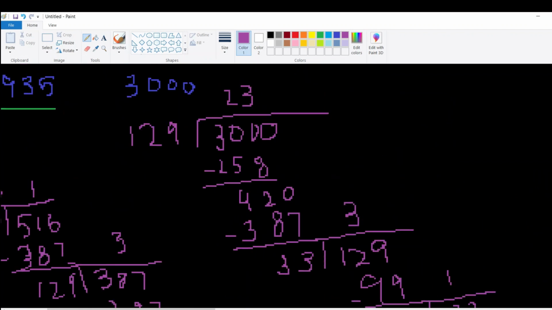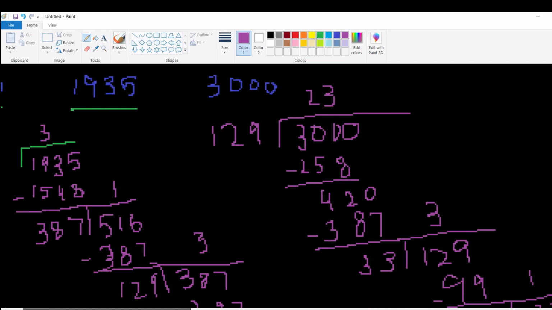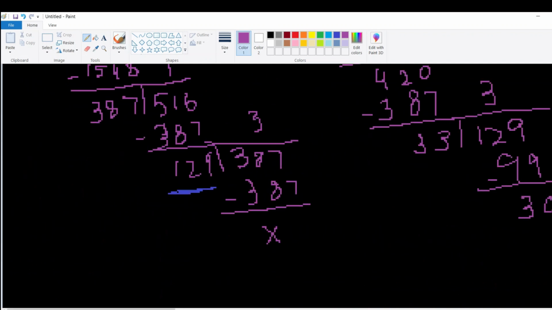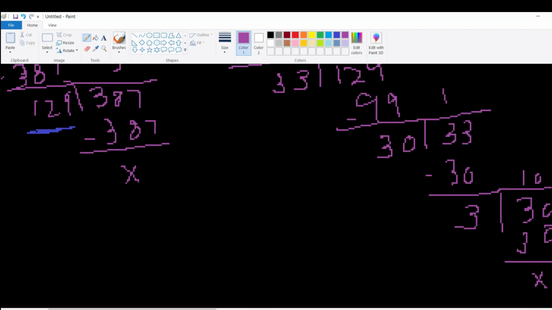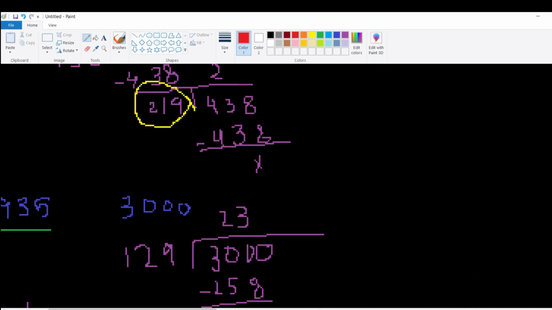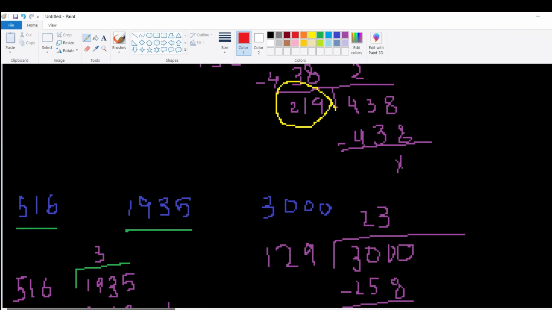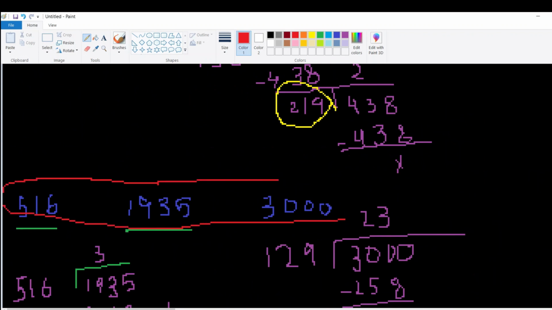Now you might ask, which one is the HCF? Is it this 129 or is it the last number for this one, 3? So the answer is 3. We go with this 3. So the HCF of these three numbers is 3.